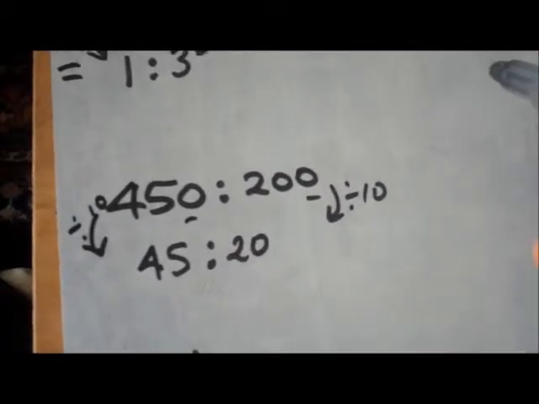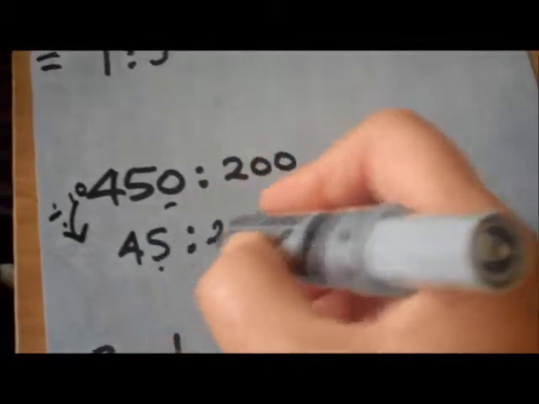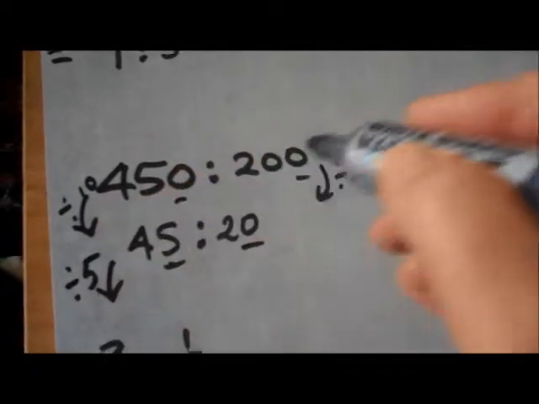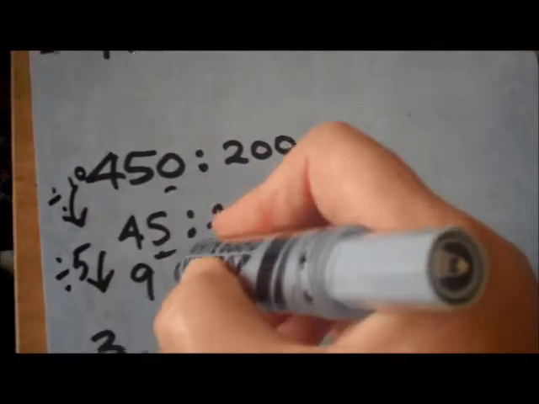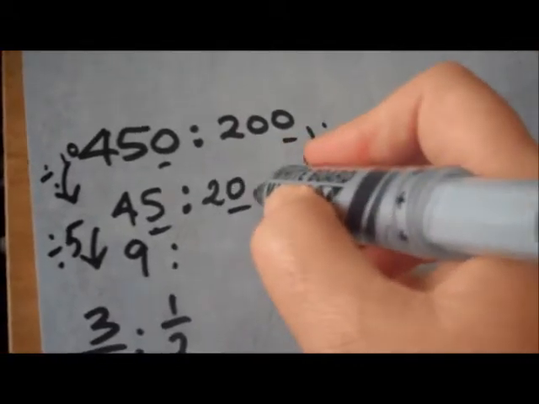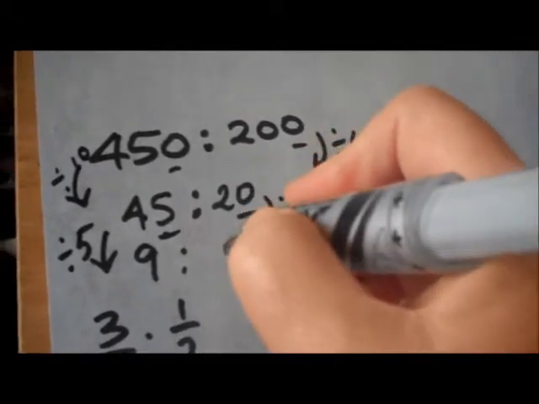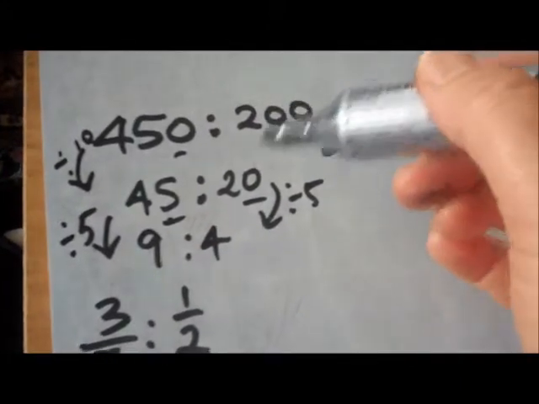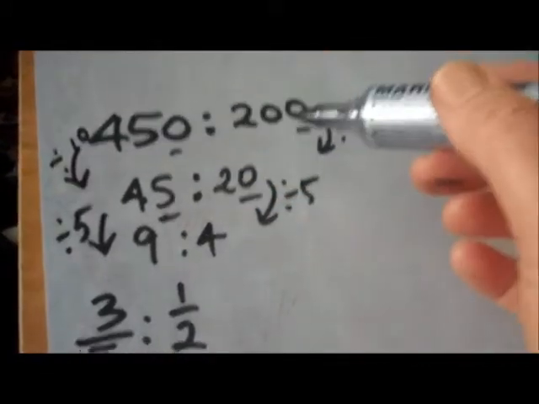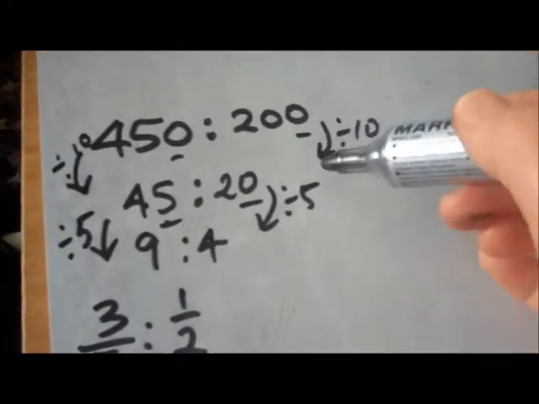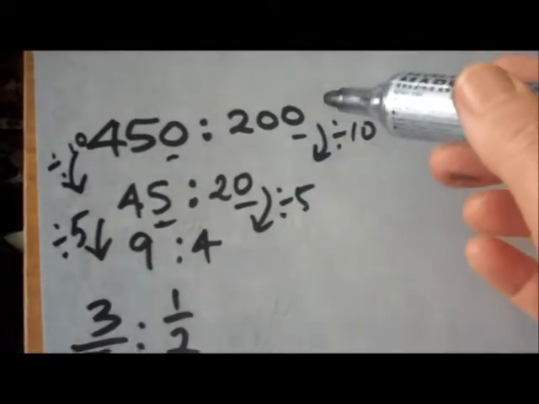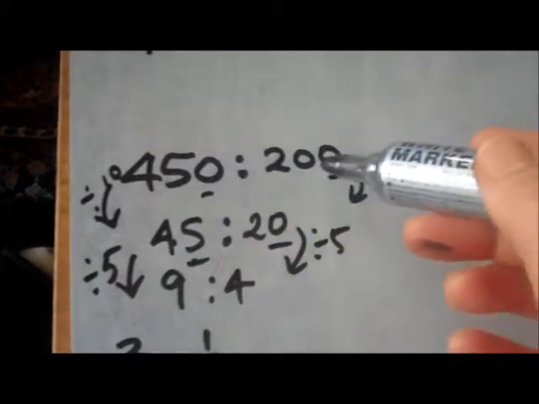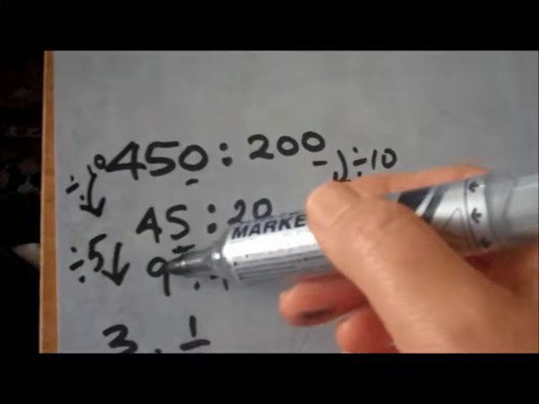Now can you see that 5 goes into both of those because it's a 5 and a 0? Yep, and how many times does 5 go into 45? 9 times. And how many times does 5 go into 20? 4. So if you had seen that 50 went into both of these, you would have got exactly the same answer. If you didn't see that, you could have done divide by 5 and then divide by 10. You can do divide by 10 and divide by 5. It doesn't make any difference. So a ratio of 450 to 200 is simplified to a ratio of 9 to 4.